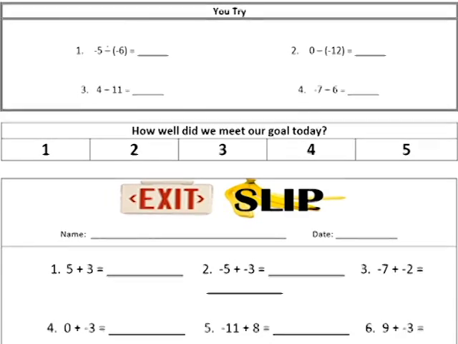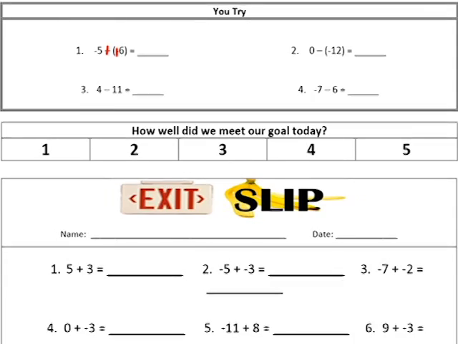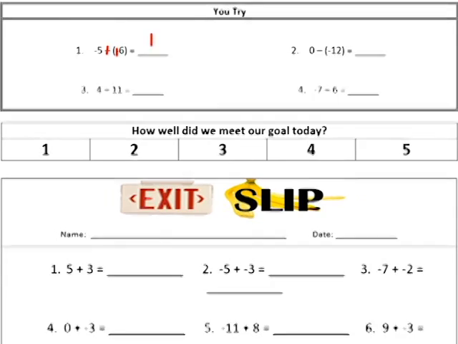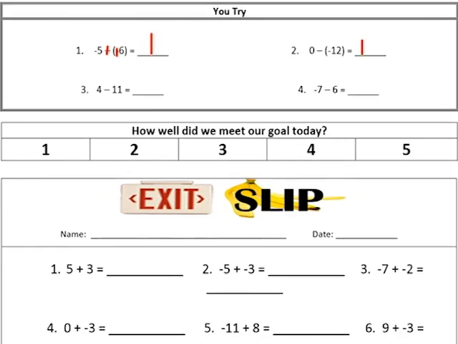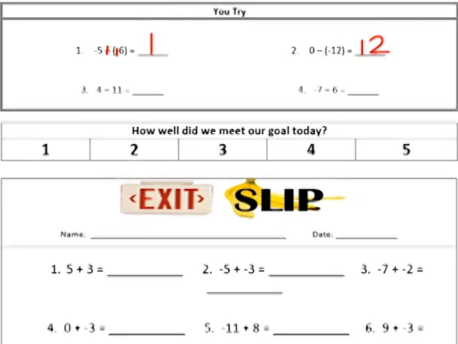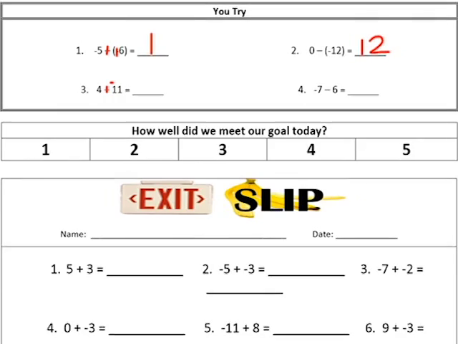Negative 5 minus negative 6, or minus a negative is plus a positive. They're opposite signs. Bigger absolute value minus smaller absolute value. 6 minus 5 is 1. The bigger absolute value is positive, so my answer is positive. Number 2 is 12. 4 minus 11. Adding an opposite. Again, opposite signs, so subtract. 11 minus 4 is 7. My bigger absolute value was negative, so my answer is negative.